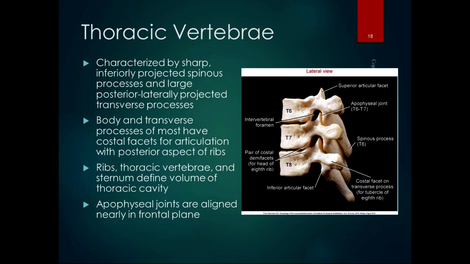And that favors the motion of... I'm sorry, they're in the frontal plane. It favors the motion of lateral bending, and so it doesn't favor flexion and extension. If they were aligned in the sagittal plane like the lumbar spine, then that favors flexion and extension. So we'll talk about this more in the motion section of the lecture.